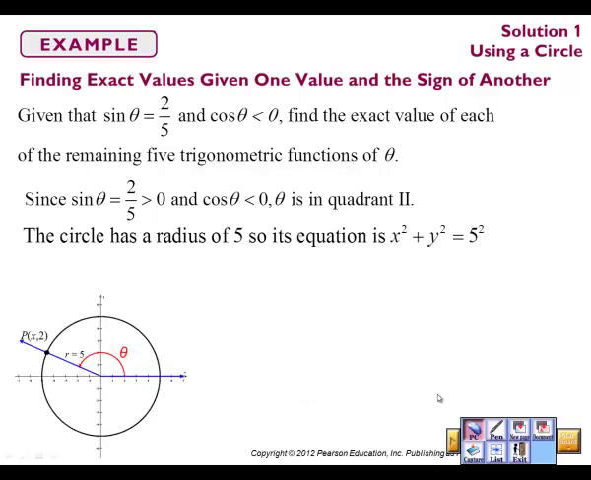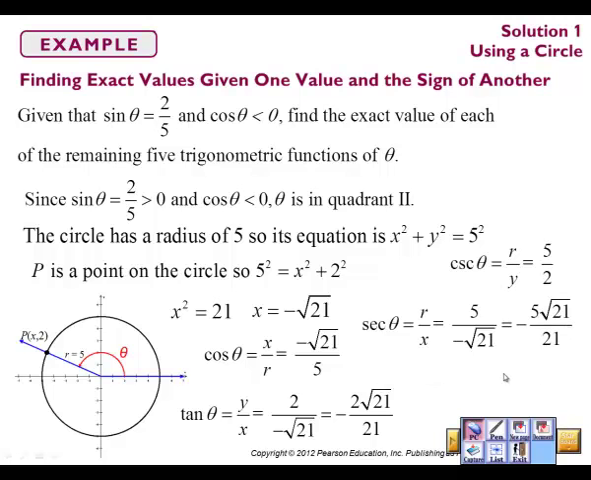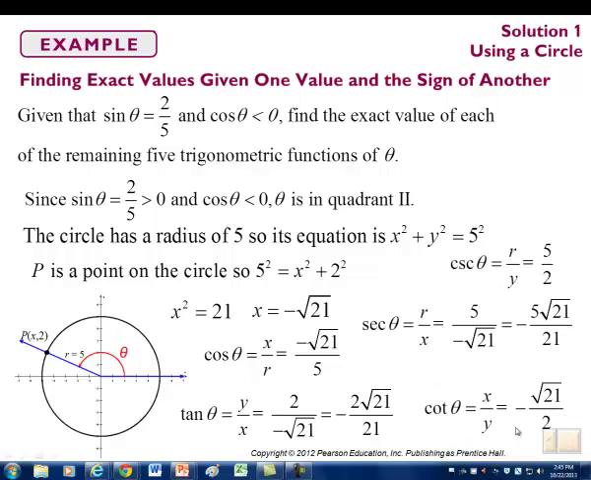We discovered that we were in quadrant 2, and so that means that the x, or cosine, is negative. We went ahead and used a slightly different method. Since we used the Pythagorean theorem from here, they did a little bit different method, but they got the same answer. And so they get the same values as we do.